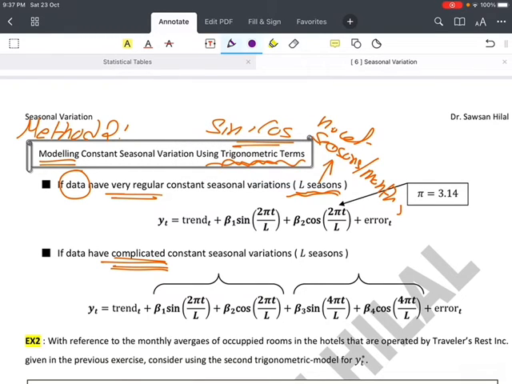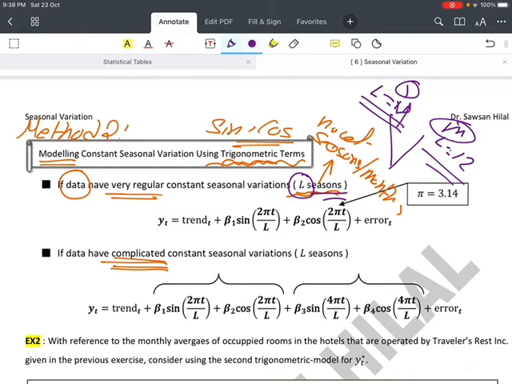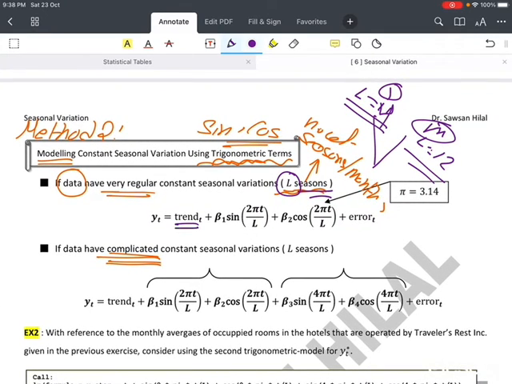Okay, so if you have quarterly data, that means you will have L equal 4. If you have monthly data, you will have L equal 12. Okay, so L depends on the seasons. So if you have quarterly data, L equals 4. If you have monthly, L equals 12. Then the modeling will be y of t equals trend, which is a plus b t, plus the seasonal variation, plus some error.